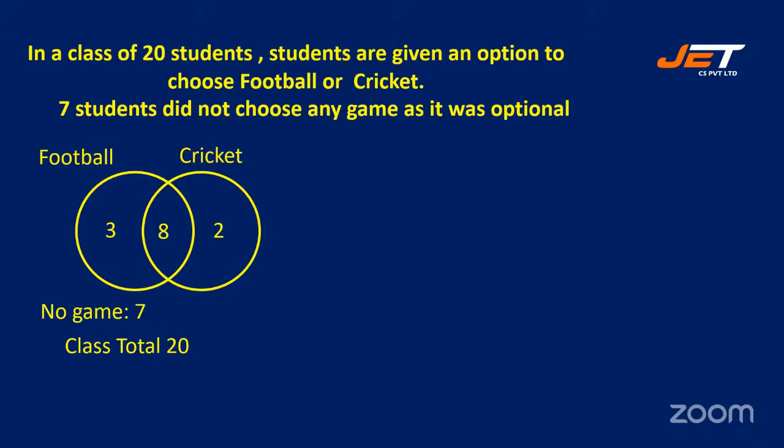Yes. So now you can see students who play only football is 3, only cricket is 2, who play both is 8. Isn't it? Okay.